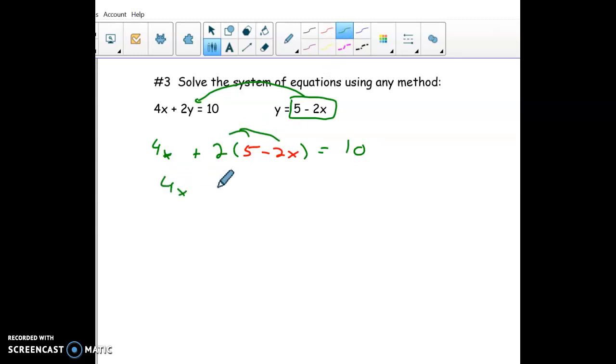So just clean up the left-hand side, distribute. Okay, and then we're going to get a weird thing that happens here. 4x and minus 4x cancel to 0, so we get 10 equals 10, which is... what? I can't figure it out. x and y are both gone, so I'm not sure.